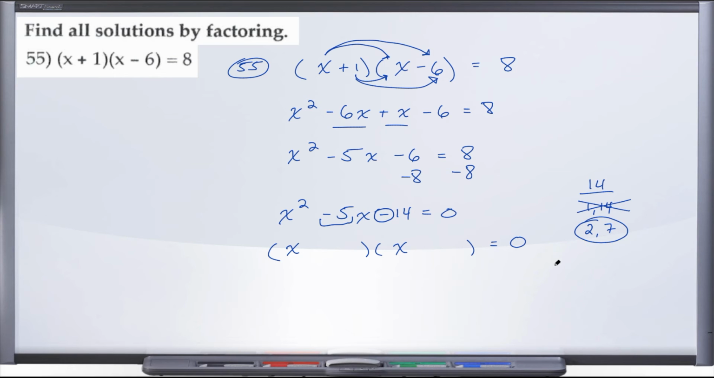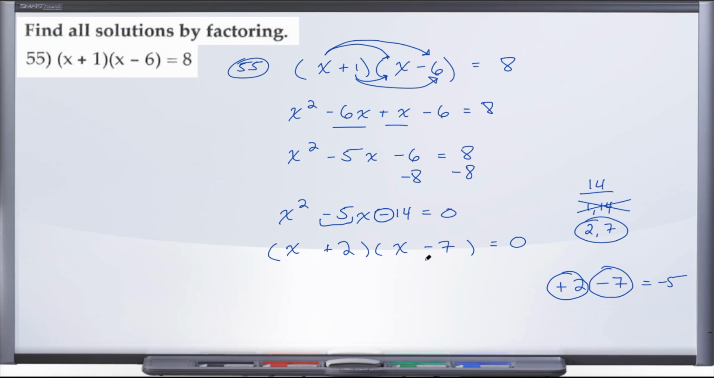And we're looking to subtract, so if we had a positive 2 and subtracted 7 from that positive 2, we would end up at a negative 5, right? So we have our plus 2, our minus 7, so plus 2, minus 7. And there we have it. So we've gone ahead and factored the left-hand side.